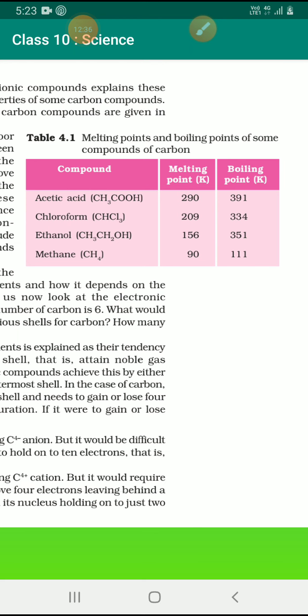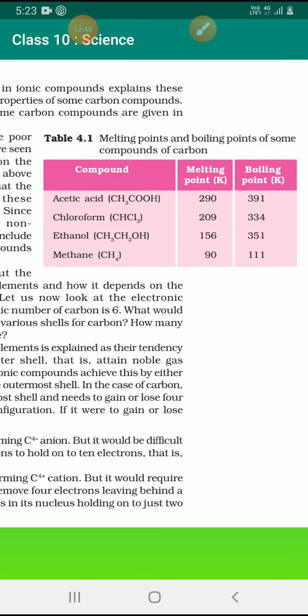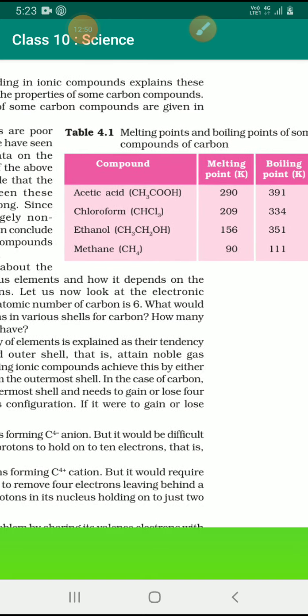Chloroform, CHCl3, which has 209 and 334 respectively. Ethanol, CH3CH2OH, 156 and 351. Methane, CH4, which is 90 and 111, the boiling point.